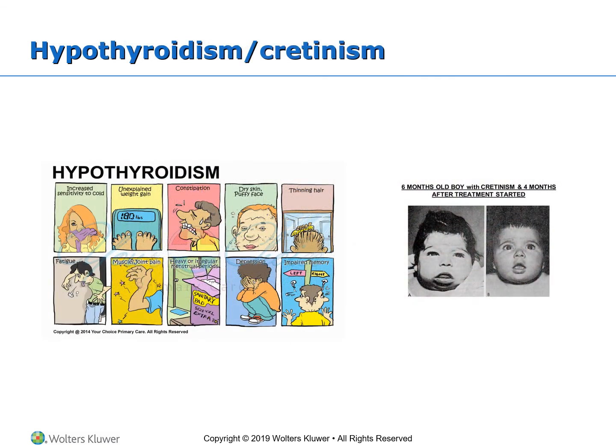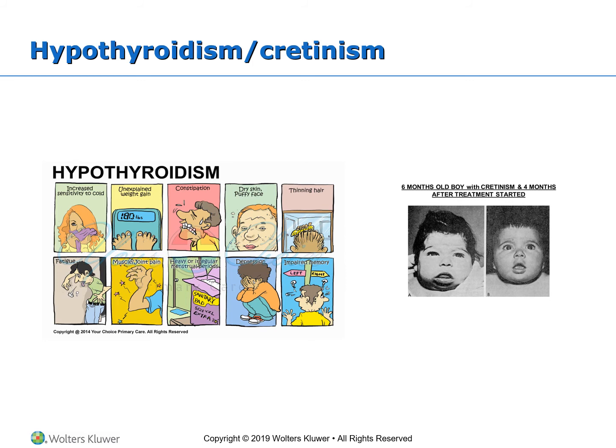On the other hand, the hypothyroidism, if it happens in an adult, they will have intolerance to cold, they will gain weight, they will be constipated with dry and puffy skin, they retain water, they have thin hair, they have impaired memory and depression, they will have fatigue and muscle joints.